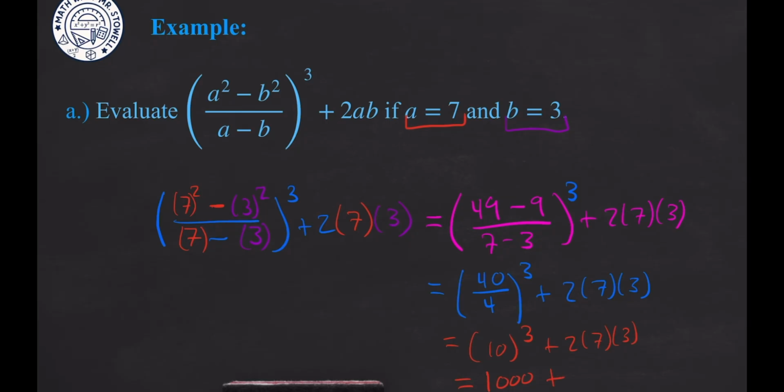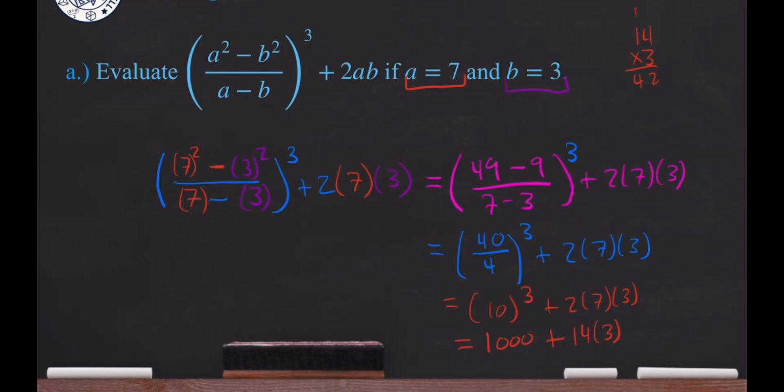Let's go ahead and do the multiplications of those. 7 times 2, which is 14. Then we do the 14 times, let's actually just write that down, 14 times 3. So 14 times 3, 4 times 3 is 12, 3 times 1 is 3, plus 1 is 4. So this is equal to 1,000 plus 42. Adding those together, that's 1,042. That is that expression evaluated, 1,042.